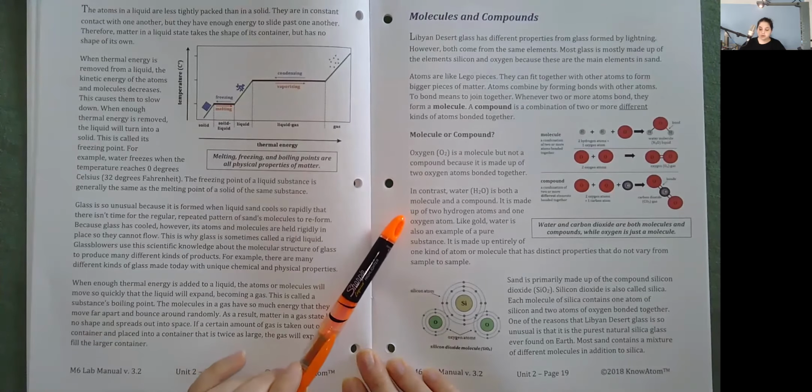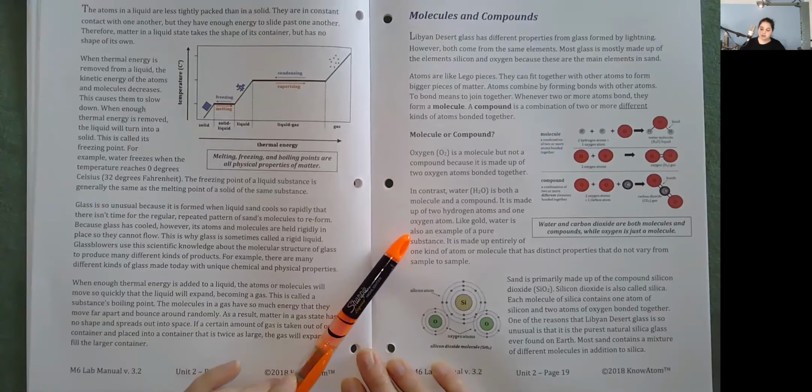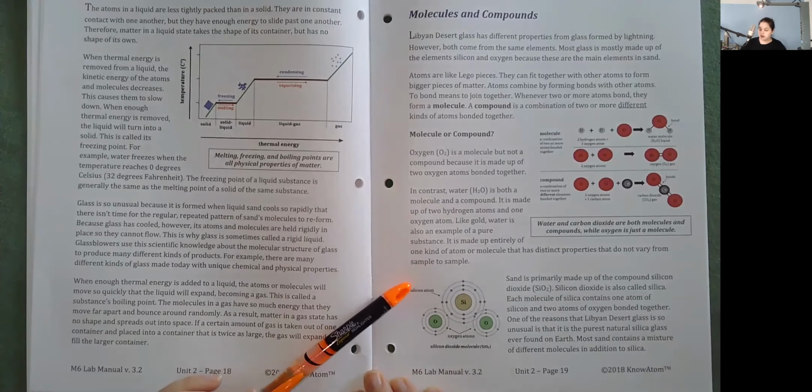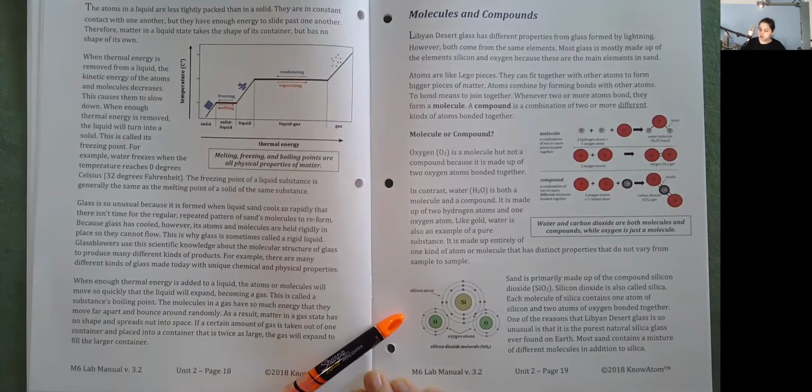Like gold, water is also an example of a pure substance. It is made up entirely of one kind of atom or molecule that has distinct properties that do not vary from sample to sample. Sand is primarily made up of the compound silicon dioxide. Silicon dioxide is also called silica. Each molecule of silica contains one atom of silicon and two atoms of oxygen bonded together. One of the reasons that Libyan desert glass is so unusual is that it is the purest natural silica glass ever found on Earth. Most sand contains a mixture of different molecules in addition to silica.